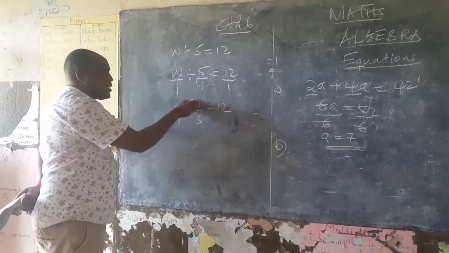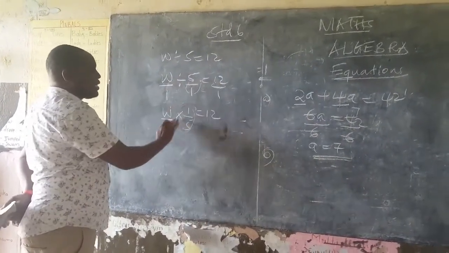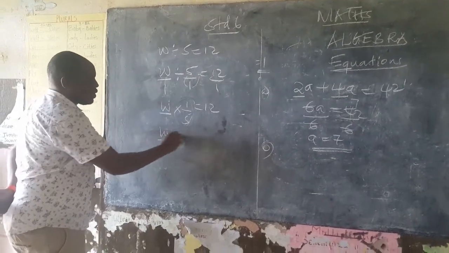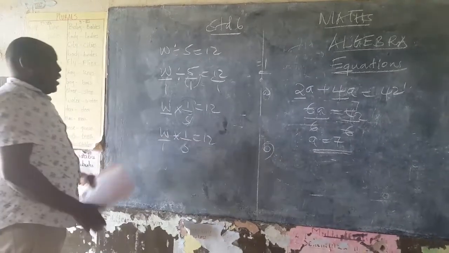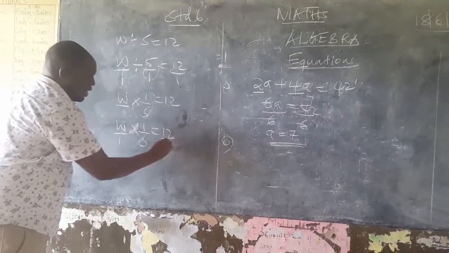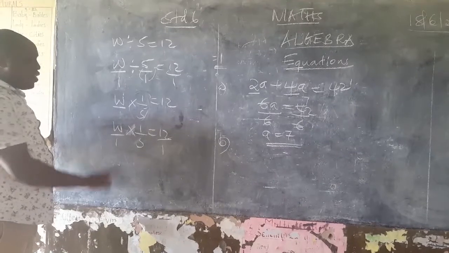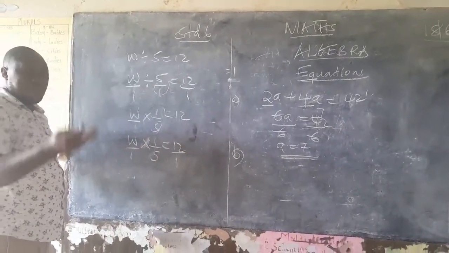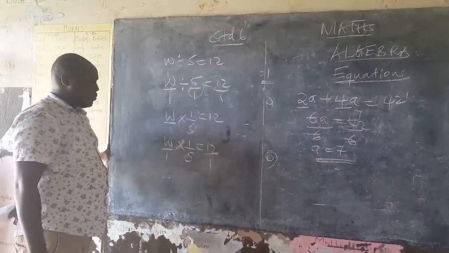So the only number that changes is the second number, not the first number, not the other number there. So the second number changes to get the reciprocal. So this is going to be W over 1 times 1 over 5 is equivalent to 12. Now from there, learner, you can see that our LCM here is 5 and 1. Whenever we have an LCM of 5 and 1, the bigger number becomes the LCM.